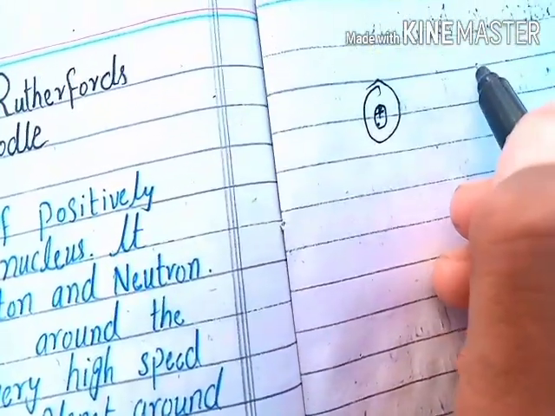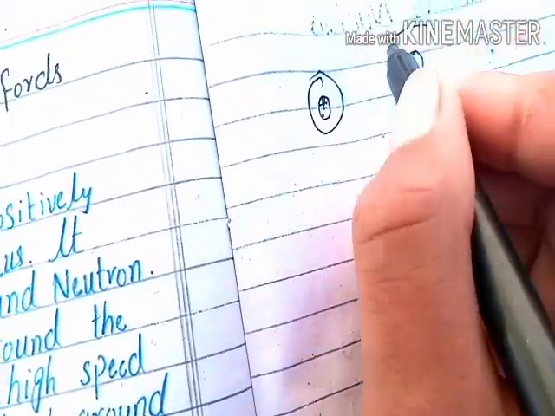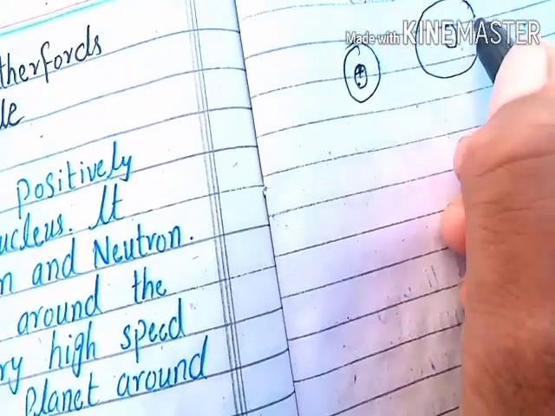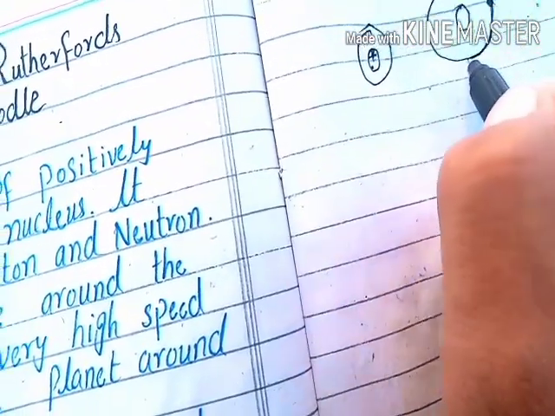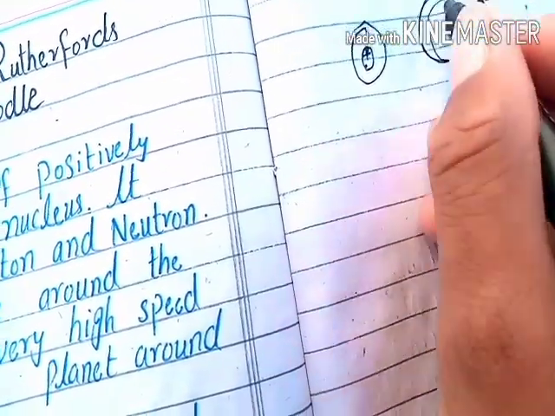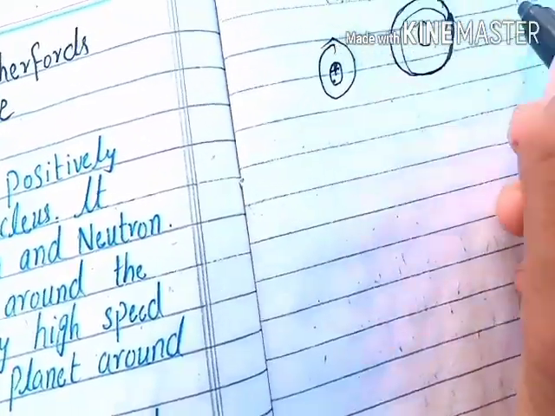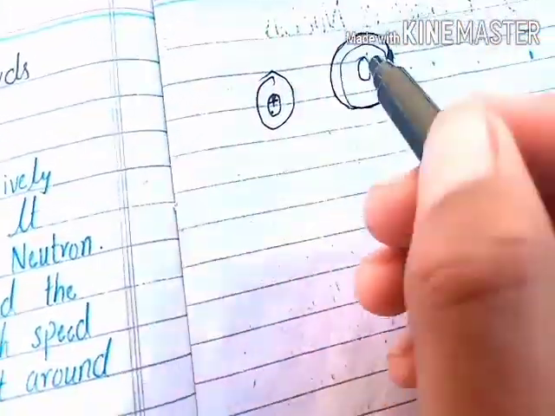He said like this is a nucleus and this is the shell. So he said this is an electron, this moves, revolving with very high speed around the nucleus, just like the planets revolve around the sun.